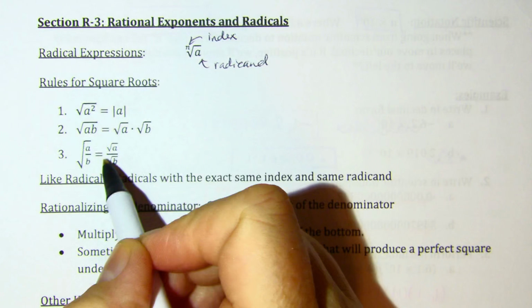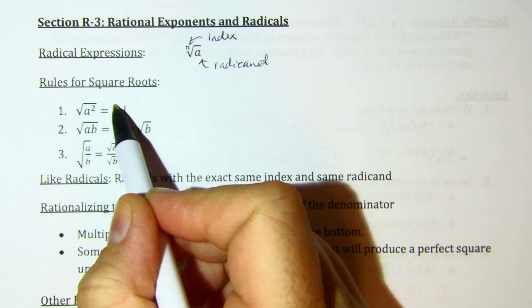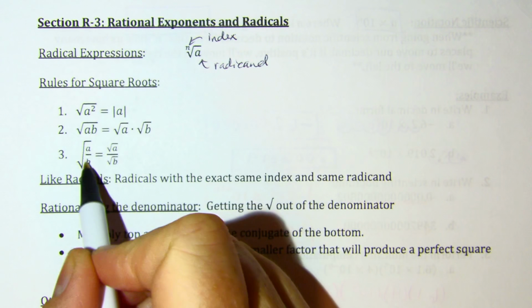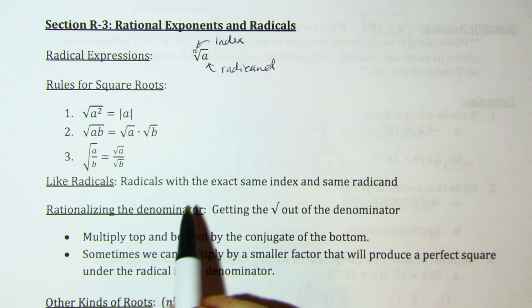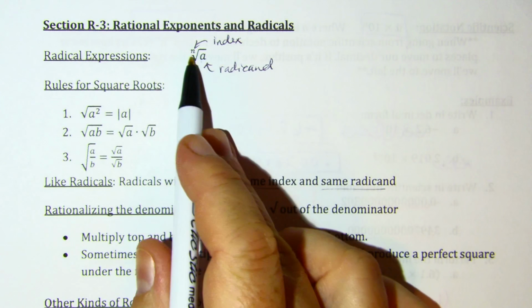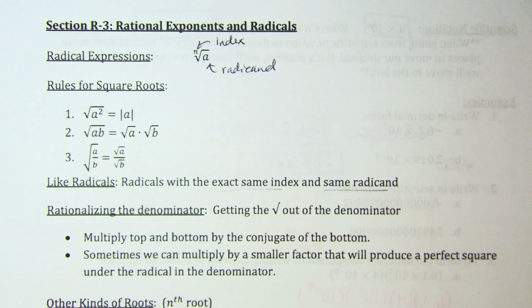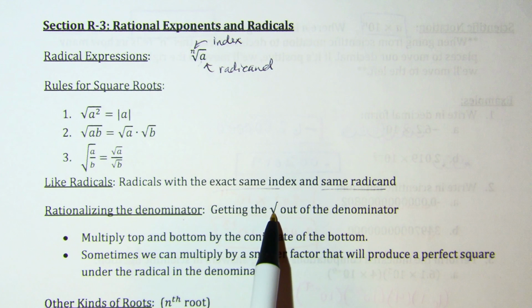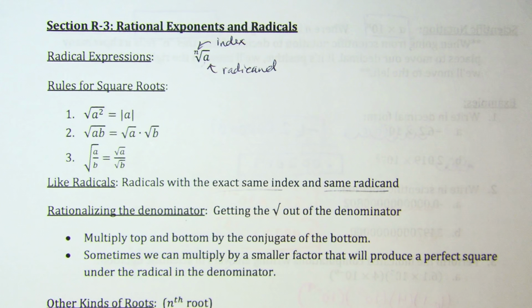Square root of something squared is the absolute value of that number. And then if we have products, we can separate those. Division can be separated as well. Like radicals have to have the exact same index and the same radicand, so same thing inside, same kind of root. Rationalizing the denominator means to get the square root out of the denominator, and these are the steps for doing that, and we'll see that in an example later on.